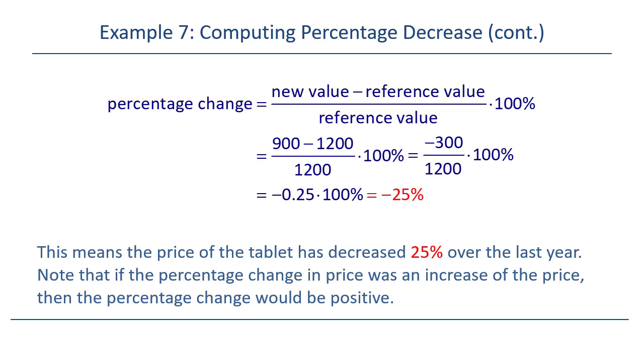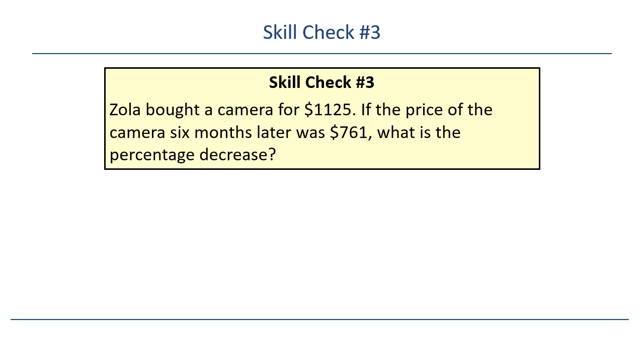See, so it's pretty easy. It's just new value minus original value divided by original value. They call it reference value, but just think of it as where it started, right? It's where it ended up minus where it started divided by where it started. See if you can do this one. All right, did you get the correct answer?